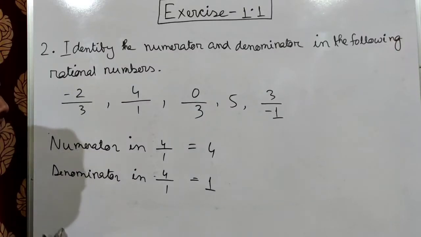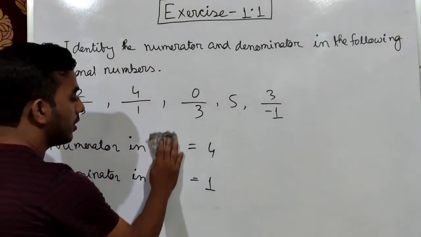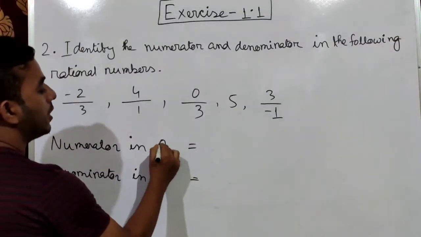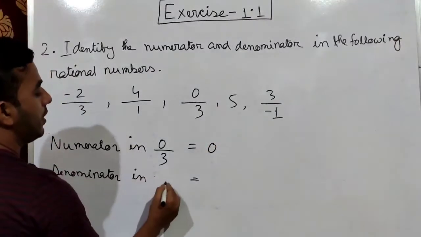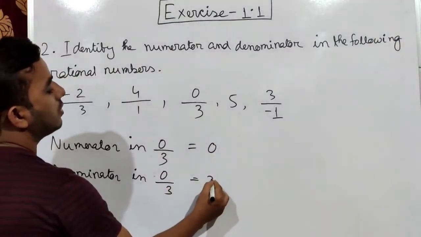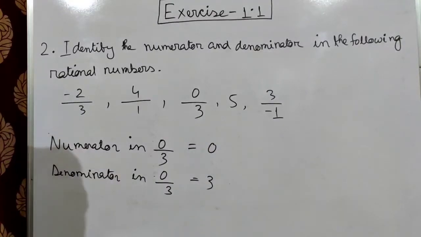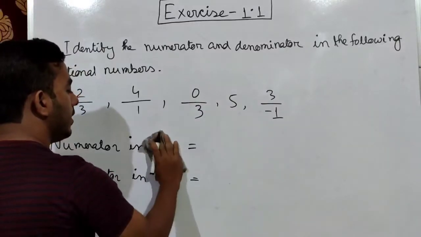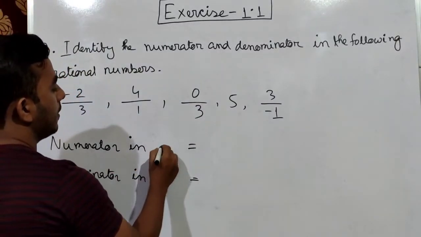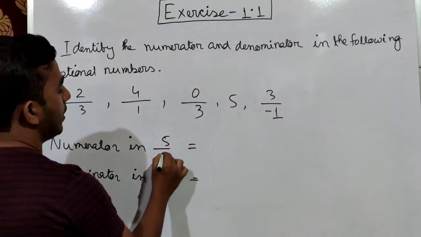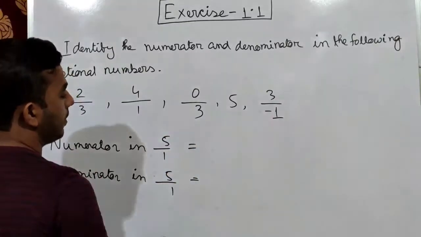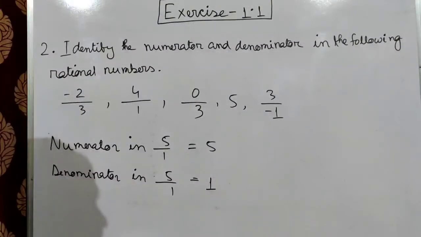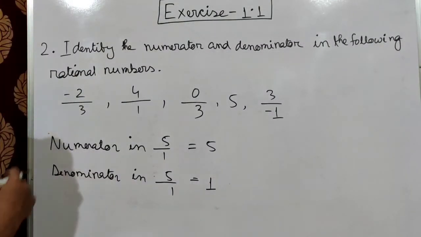Our next rational number is 0 by 3. In that case we again write numerator in 0 by 3 equals 0, denominator in 0 by 3 equals 3. Our next number is 5. So 5 can be written in the form 5 divided by 1, right? Here the numerator is 5 and the denominator is 1. I hope this is very easy, right? You can easily solve it.